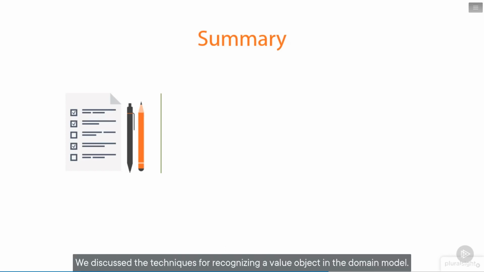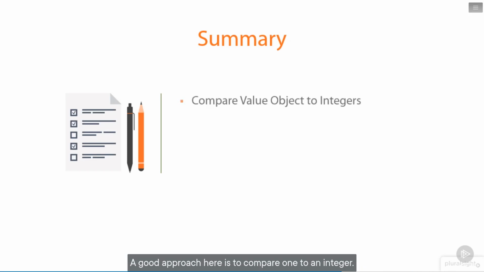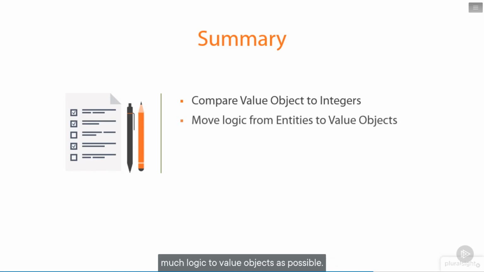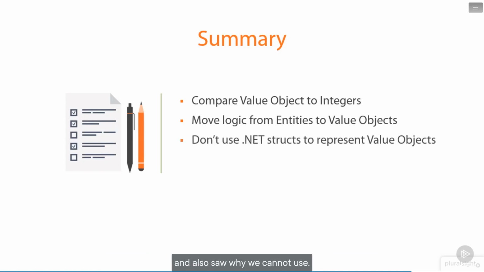We discussed the techniques for recognizing a value object in the domain model. A good approach here is to compare one to an integer. If they have essentially the same semantics, you can be sure the class you are looking at is a value object. We also talked about an important practice of moving as much logic to value objects as possible. Value objects are lightweight and therefore are extremely easy to maintain and reason about. We looked at the code of the base entity and value object classes, and also saw why we cannot use .NET value types to create value objects.